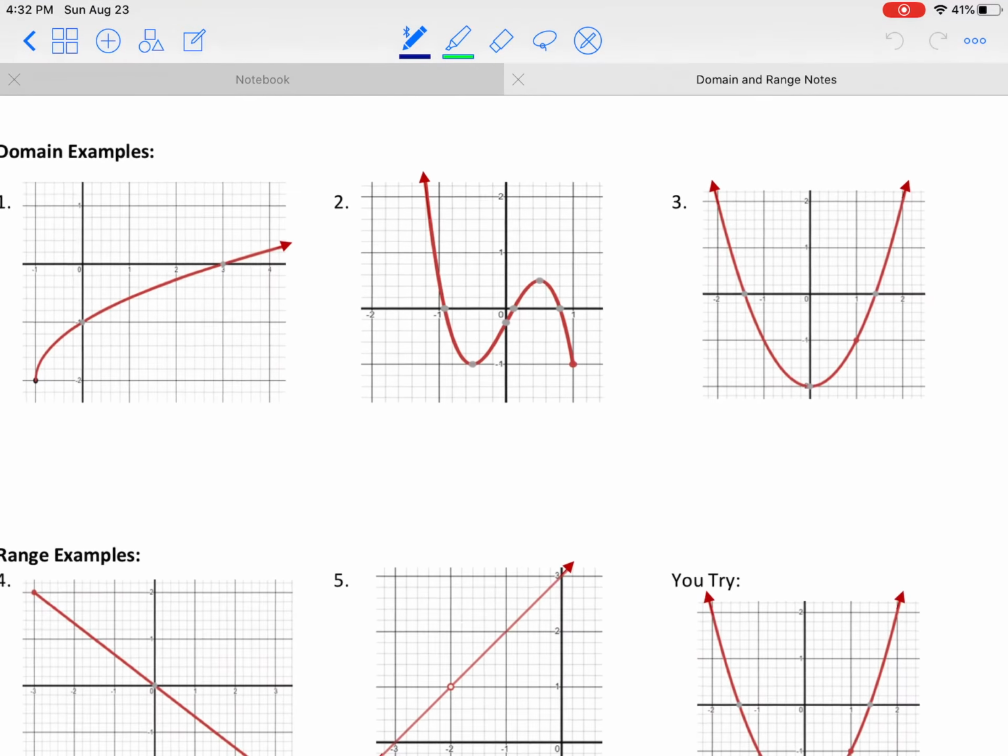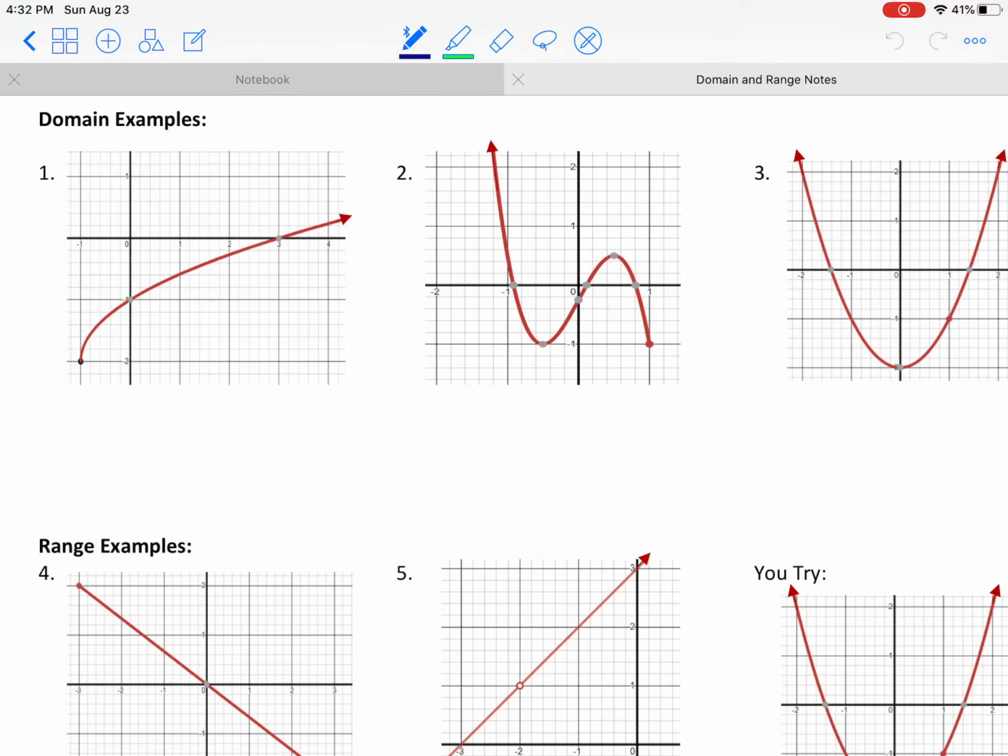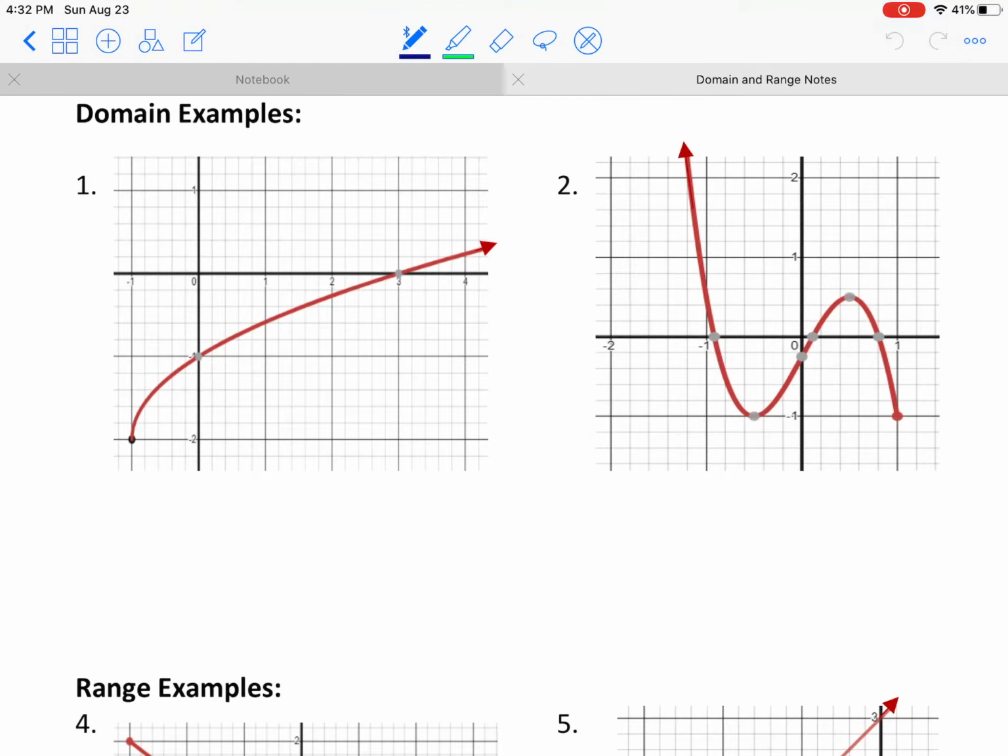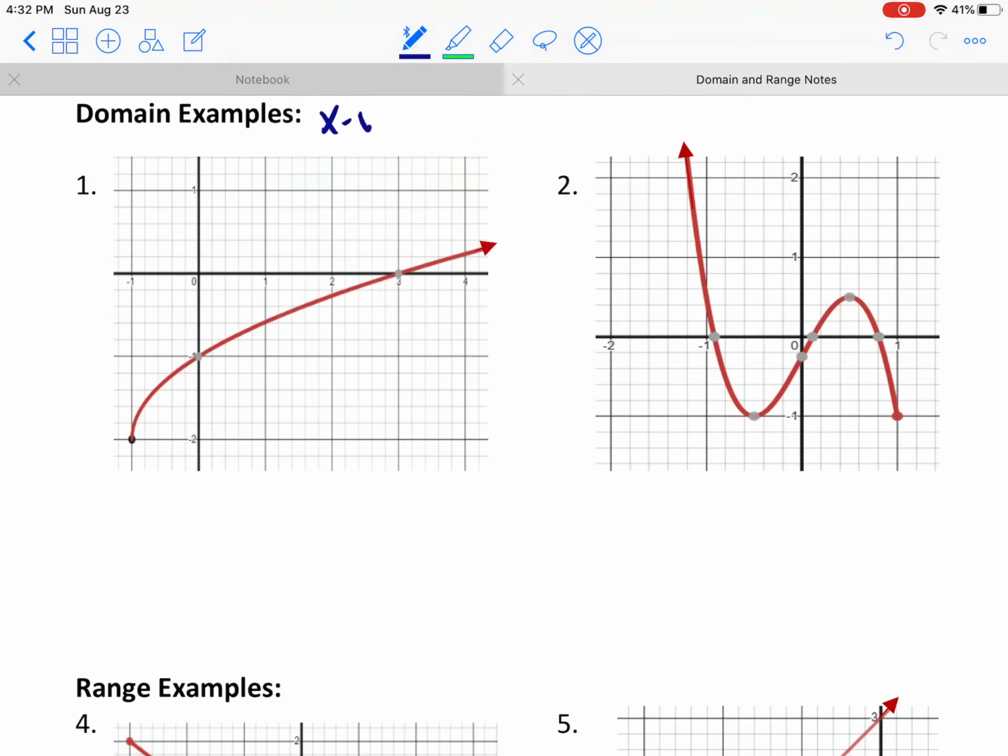So here's some examples. Let's just try to identify the domain from these examples. When we're looking for the domain, remember these are the x values. So we're going to use the x-axis as the guide. We're going to go left to right with these. And I really do like to use the x-axis as the guide.